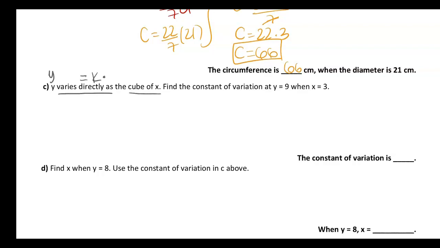Well, how would you write the cube of x? We would need to take x and then cube it. That's it, x cubed. That's my equation. So let's write this out. We can make this y equals k times x cubed.